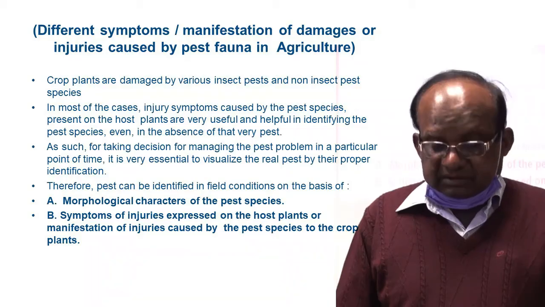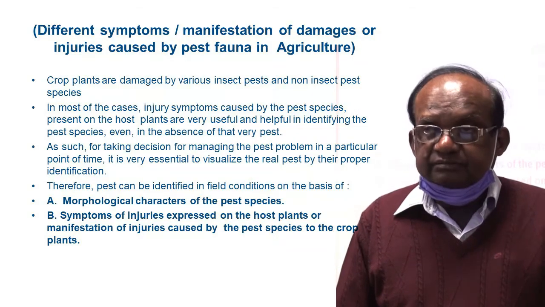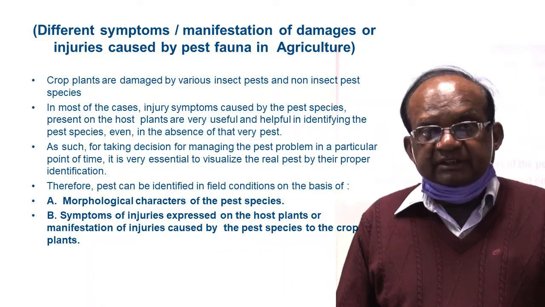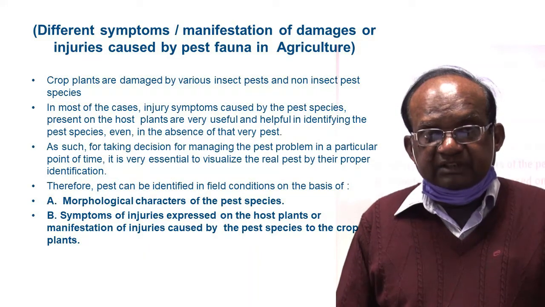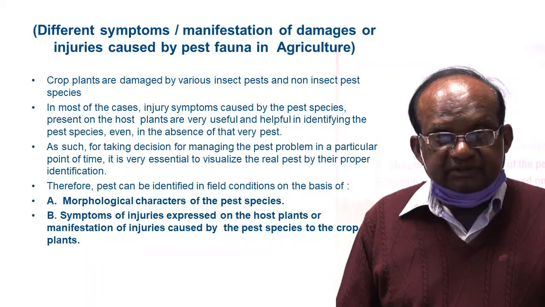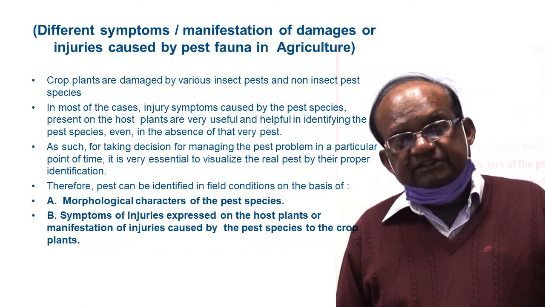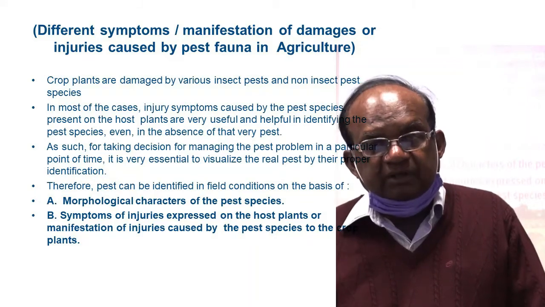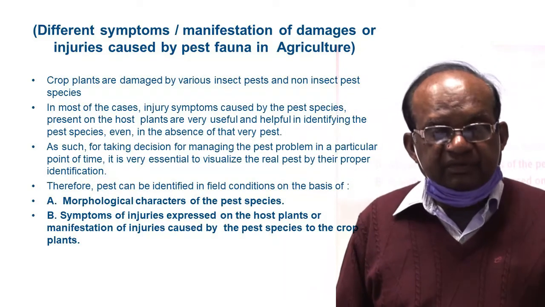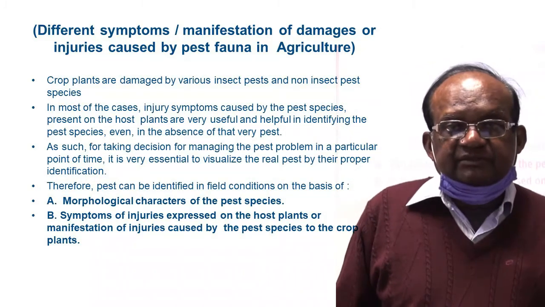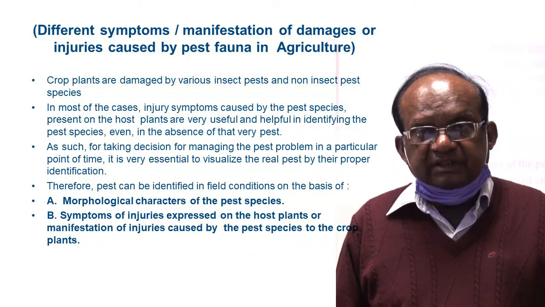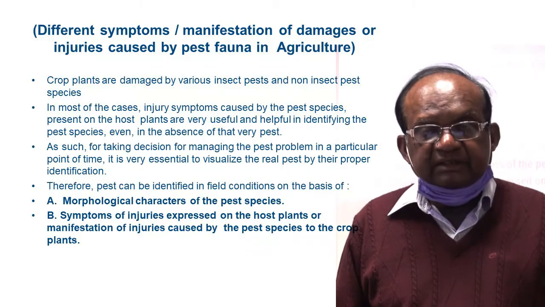For identifying the pest problem, two indications are present in the field. First indication is presence of the pest. Second indication is pests are not there. They have already damaged the crop and fled away from that very field. And in that case, only symptoms of injury are there, which are present on the affected crop.